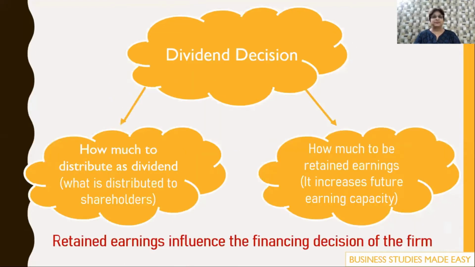Now, dividend decision has got two parts. First, how much to distribute as dividend, that is to the shareholders, and how much to be kept back as retained earnings. Now, what he keeps back in the business as retained earnings is going to increase the earning capacity in the future. Therefore, we say that retained earnings also influence the financing decision of the firm, because financing decision is where the funds are going to come from in the long run. So that part of the funds which are available within the business is called retained earnings. So retained earnings influence the financing decision.